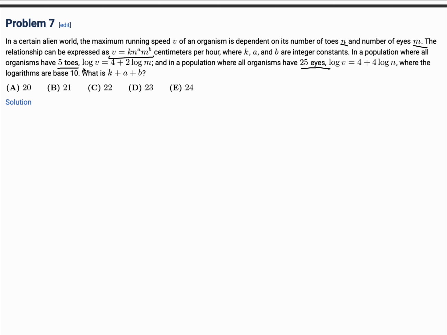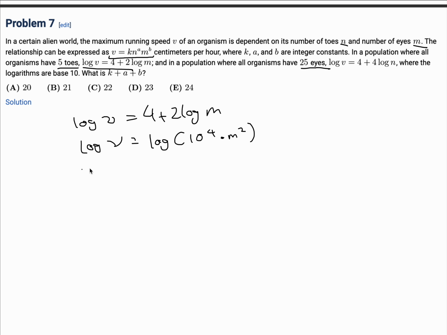So first, I'm going to take these log equations and write them in the equation form at the top. 4 plus 2 log m: this just becomes log v is equal to log of 10 to the 4th times m squared. And so we get v is equal to 10 to the 4th times m squared if n is equal to 5. Wait, no, n is equal to 5. You get this equation.